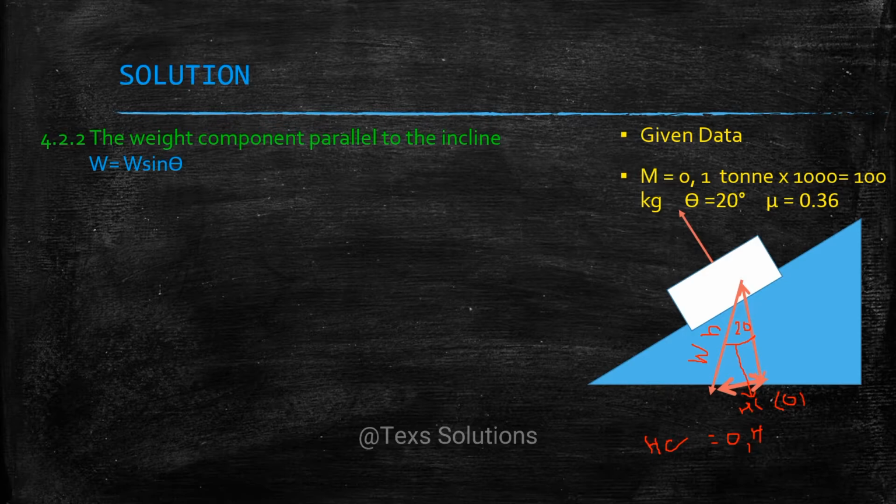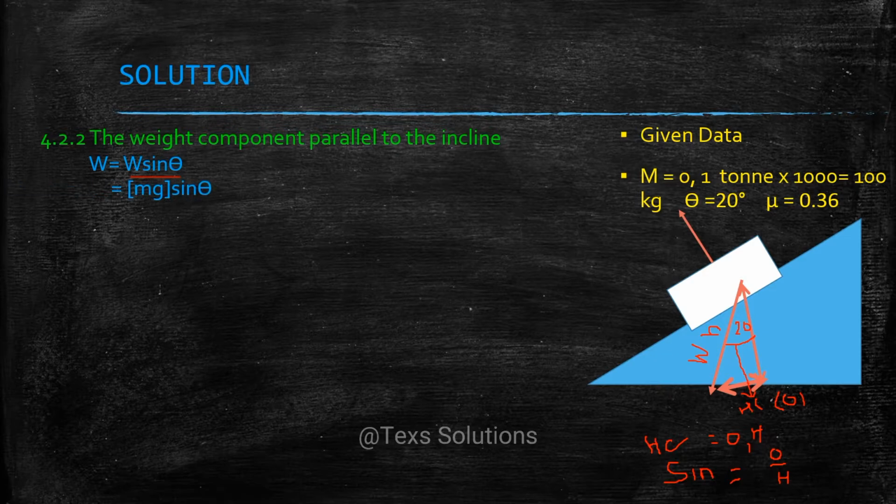So that is why I'm now going to use sine theta, where sine theta is calculated as opposite over hypotenuse. That is why the equation here reads: the weight component parallel to the plane is W sine theta. So you should remember on an inclined plane that the vertical component is calculated using cos, as we did in the previous question. The horizontal component is calculated using sine.